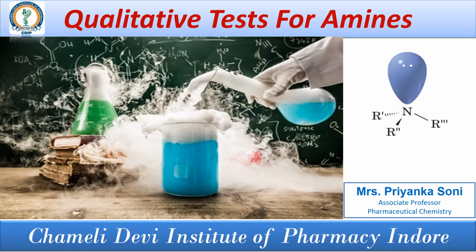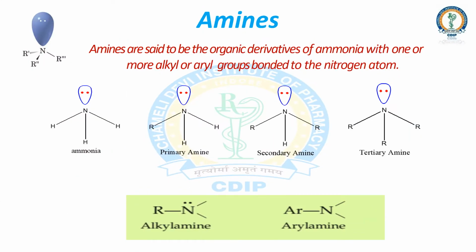Today we are going to discuss the qualitative tests for amines. First of all, amines are derivatives of ammonia with one or more alkyl or aryl groups attached or bonded to the nitrogen atom. We can classify amines as either alkyl amines or aryl amines as per the group attached to the nitrogen atom. Apart from that, aliphatic amines are again divided into three classes: primary amine, secondary amine and tertiary amine.